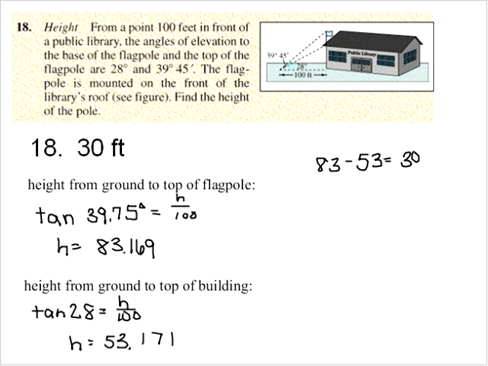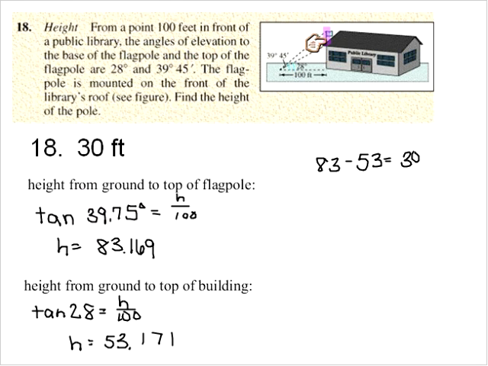All right, the next one seems complicated, but it's not too bad. We need to find the height of the flagpole if we're given all that information there. And the height of the flagpole is really this distance right here. So the first thing we want to find is the distance from the ground to the top of the flagpole. So from here all the way to the top. And that's using the 39 degrees 45 minutes. Well, 39 degrees 45 minutes is 39.75 as a decimal.